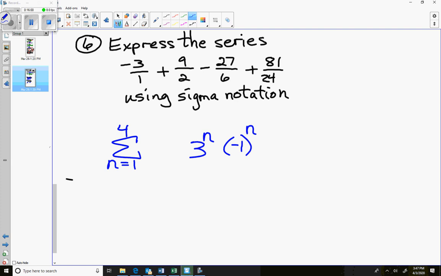Now, is it -1 to the nth power, or do I need to do a +1 to it? Well, before we start looking at that, the first time through the loop, n is 1. So -1 to the first would be negative. Is that what we want? Do we want a negative to start with? Yes. So that should suffice. All right. Now, what about the denominators? 1, 2, 6, 24. That's kind of a problem.